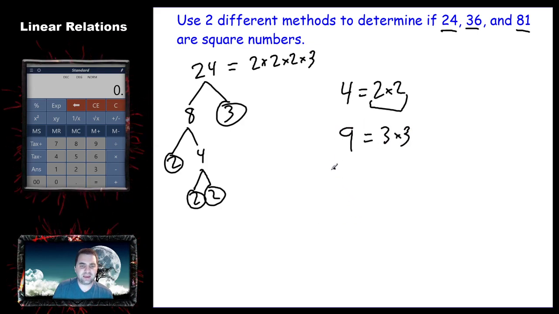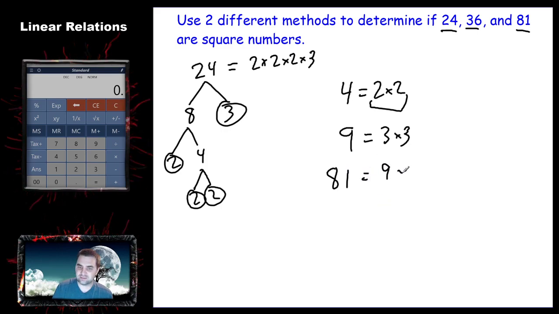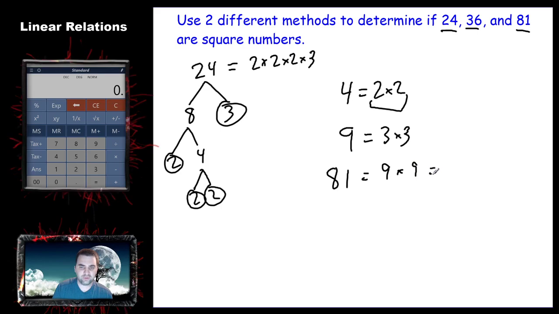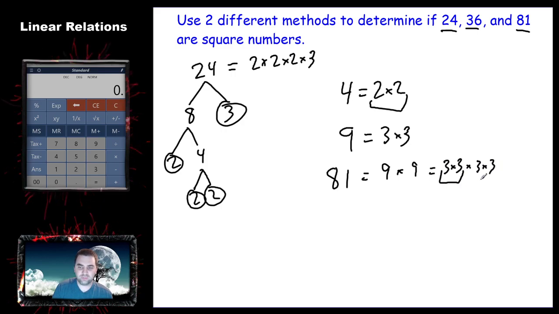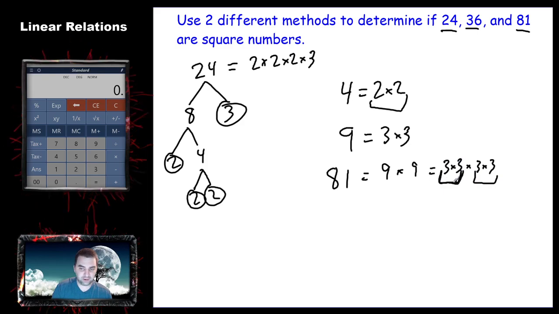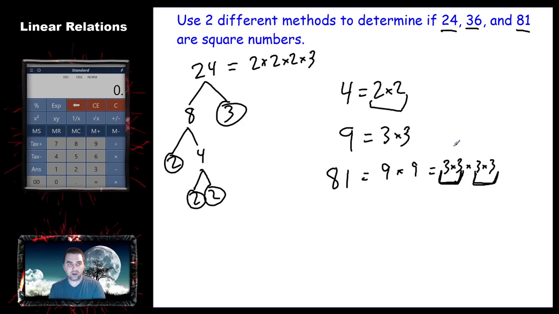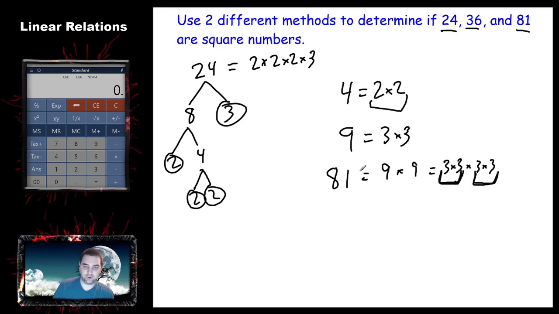How about 81? Well, I know that 81 is the same as 9 times 9, which is also the same as 3 times 3 times 3 times 3. So what's important is I have two sets of 3's, and they're pairs. When you pair them off, if you can pair everything off, basically, it is a square number.